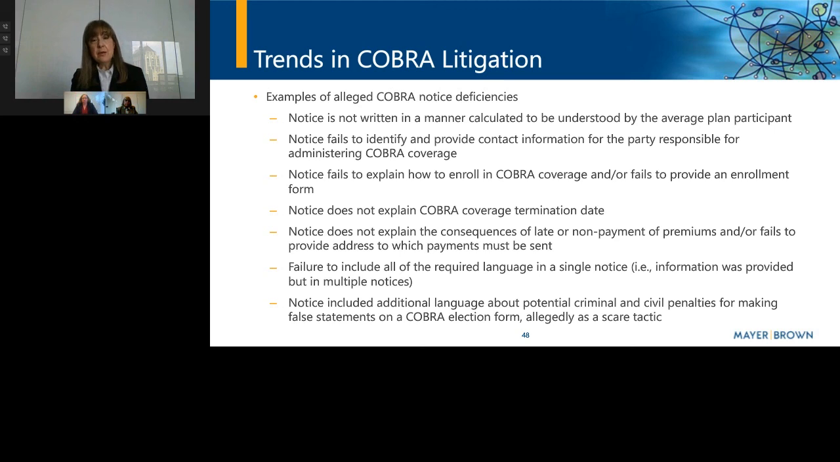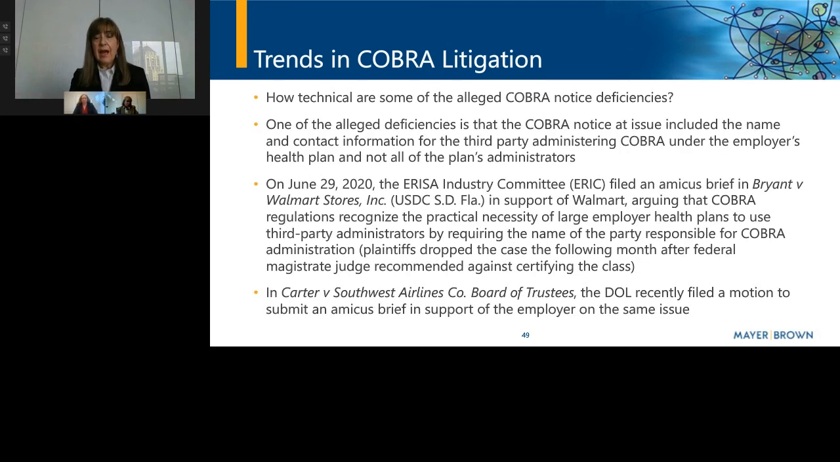There is a series of cases in which the allegations are that the notice doesn't give all the names of the health plan administrators. And then there's even a case in which the allegations are that the notice included alarming, intimidating, misleading, really frightening information that there can be criminal penalties on the qualified beneficiary for completing the election materials erroneously. How technical are some of these alleged violations?